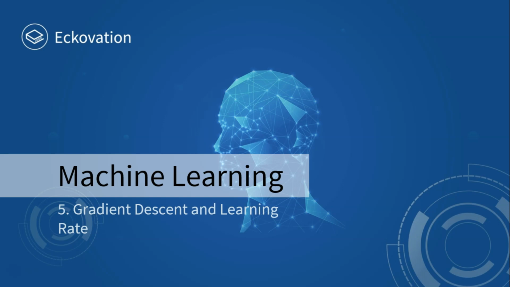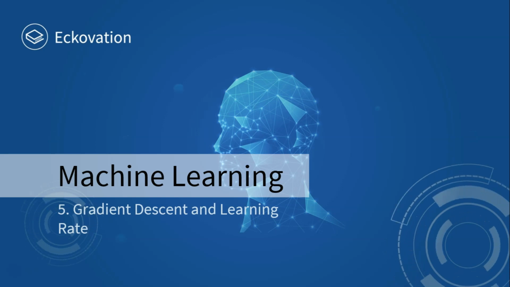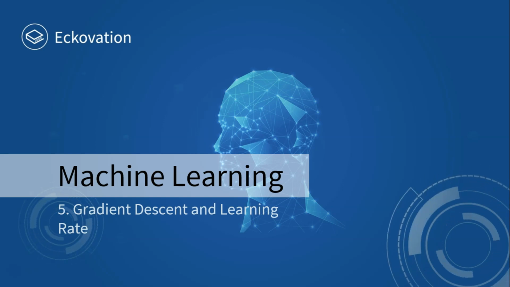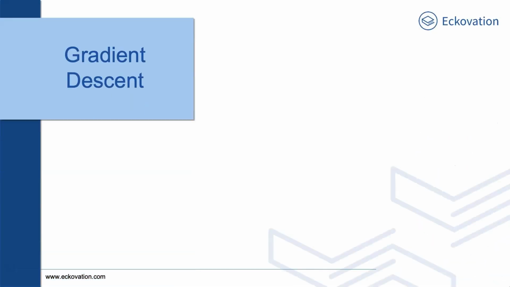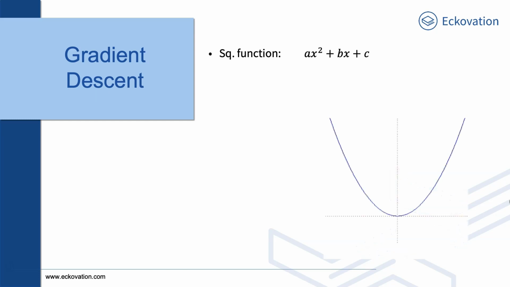In the last video, we had a look into regression problems and cost function. Now, let's look at another method applied in machine learning called gradient descent. Let's assume a square function of the form ax squared plus bx plus c and plot it on a graph. We will find that it is an upward-facing parabola.